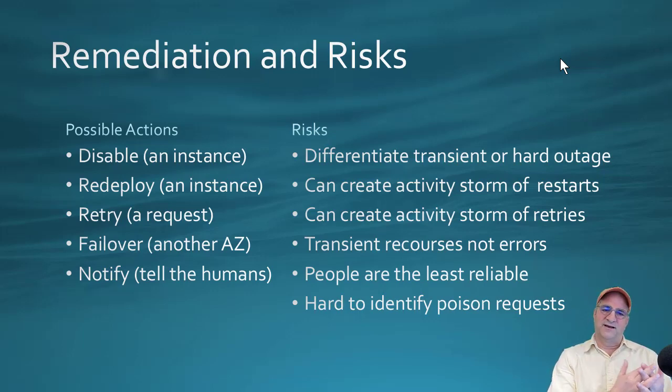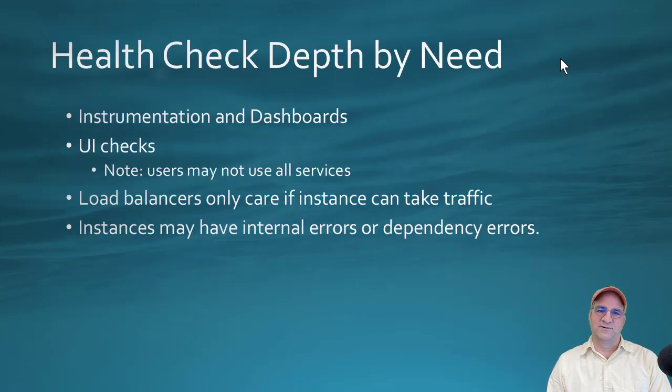And then the other problem you have is you got to recognize the difference between a system problem with a health check and just bad data, and do you have a way to move bad requests to the side or ignore them? That might actually be a code change or a dead letter queue of some type. So health check depth is by need: instrumentation, dashboards, what do they need? Are they going to be shallow or deep? UI checks, are they going to be shallow or deep?